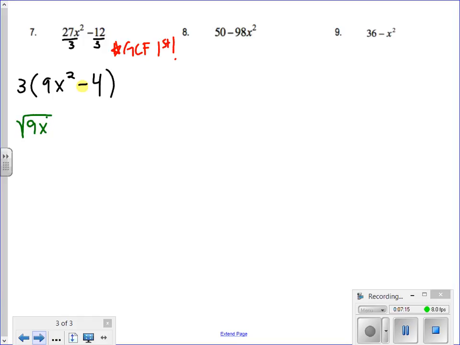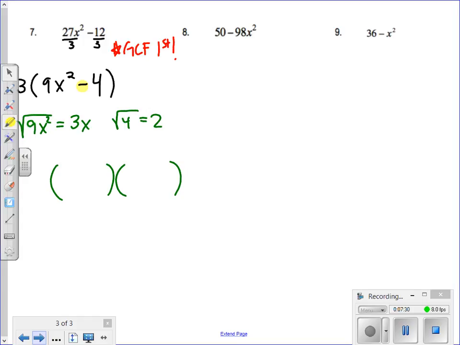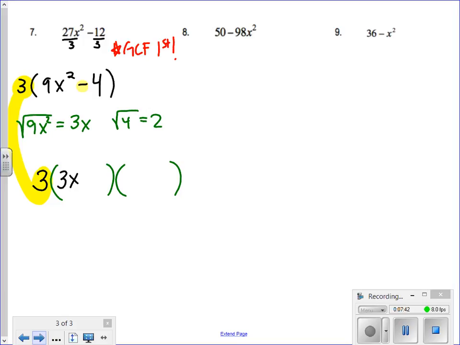squares. So I need to find the square root of 9x squared, which is 3x, and the square root of 4, which is 2. So I'm going to write factors here using that 3x and the 2, but I can't forget that I need to bring down this 3 into the front of my other factors. That 3 is a factor and it has to stay there. So then I can finish factoring this as 3 times 3x plus 2 times 3x minus 2. So that was a little bit more involved because I had to find a GCF first.